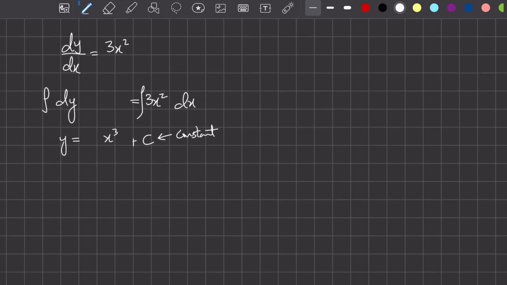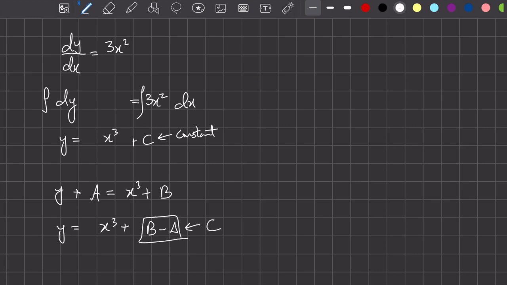We just need to write c on one side because even if we put constants on both sides, say a and b, we can simply subtract a on both sides and call the constant b minus a as c.